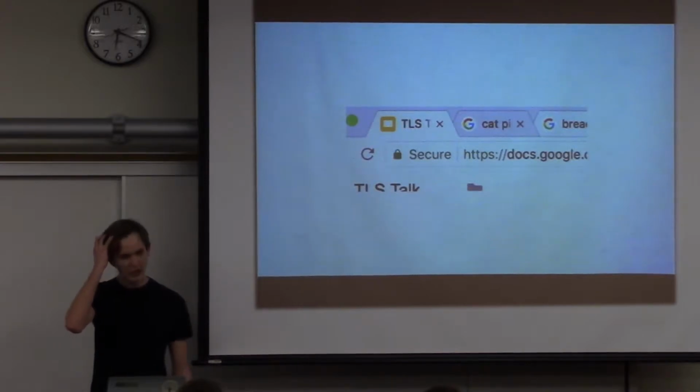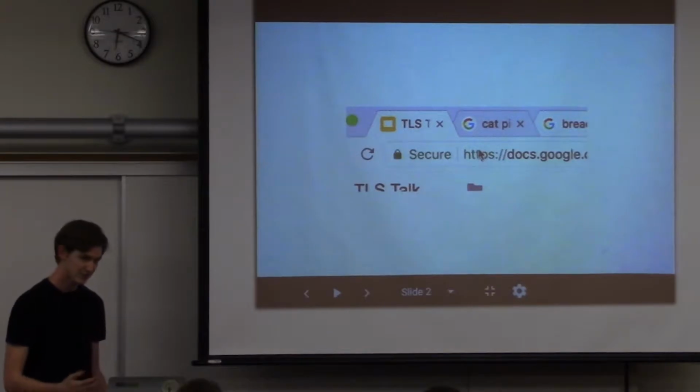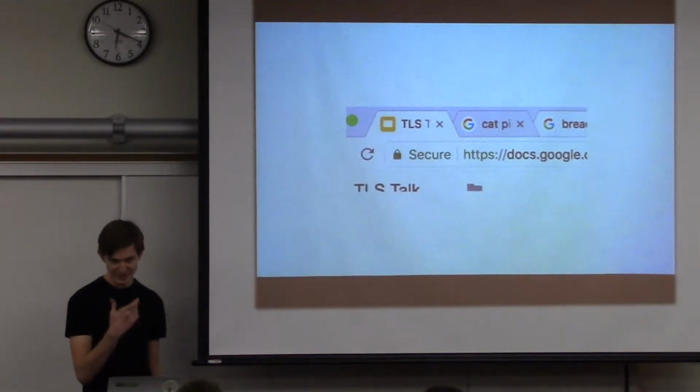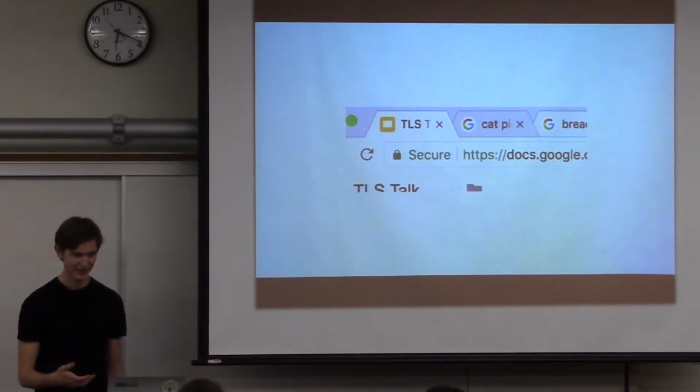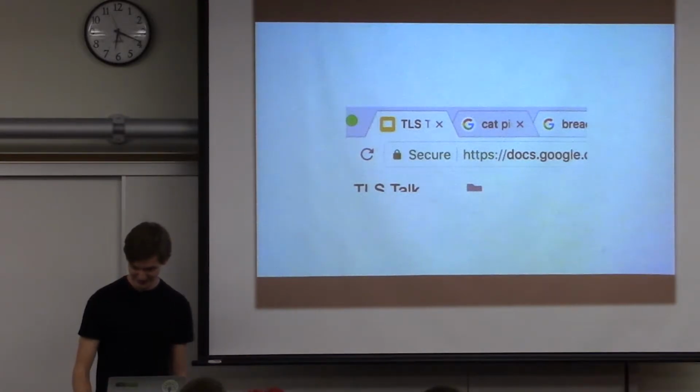So when you see a green lock in your browser bar and you see HTTPS, like here, that just means that your browser is using TLS. So we're going to talk about what's happening when you see HTTPS on a web page, and I guess a little bit about how HTTPS uses TLS, and it's going to be a good time.